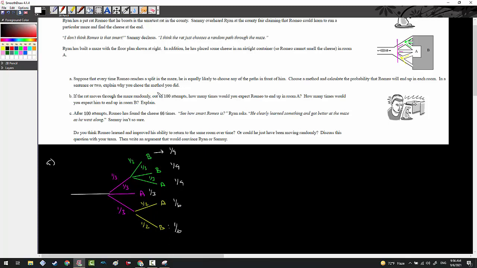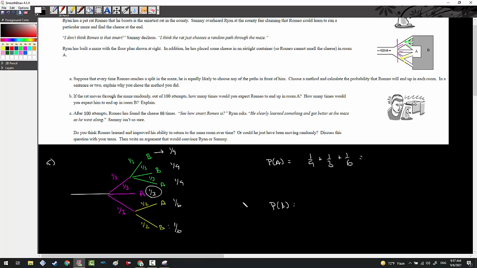So now it says if he moves through the maze randomly out of 100 attempts, how many times would he expect to be in room A? So the probability of A happening, and then the probability of room B happening. So remember, he has multiple different options for each one. So these are all OR choices, right? The probability of room A, don't miss out on this guy, is going to be 1/9 plus 1/3 plus 1/6.